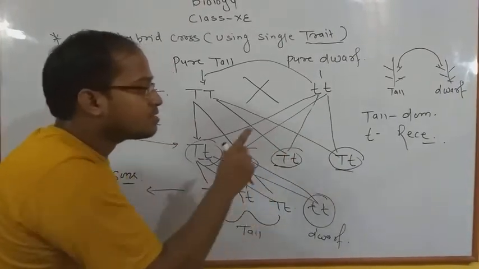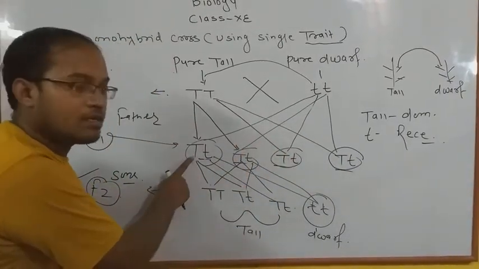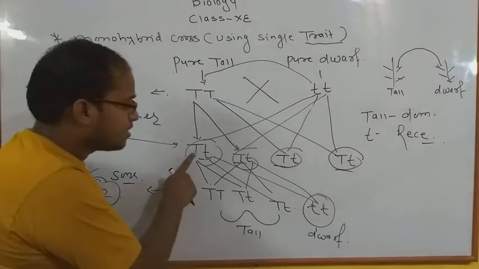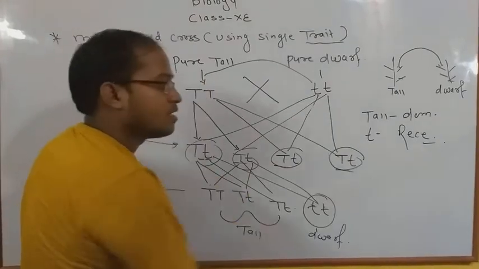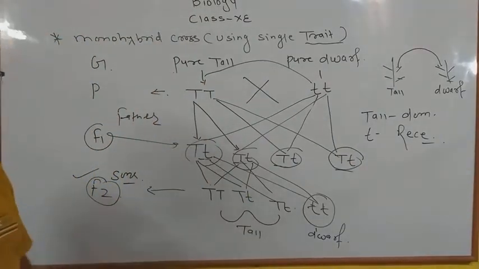Because every character consists of capital T. हर एक characters में capital T है. Means it is capital T, this is capital T, यहाँ पे भी capital T है, यहाँ पे भी capital T है. ठीक है. So these are the tall characters.